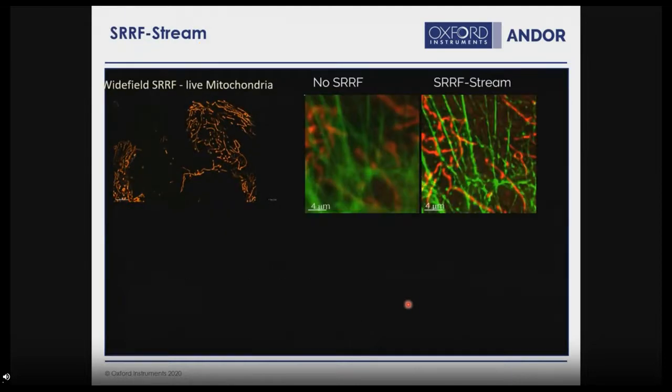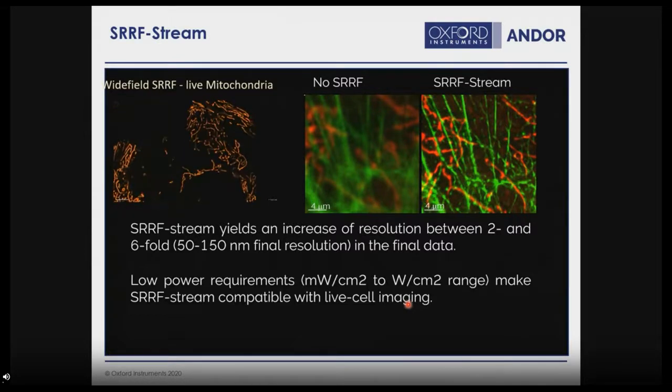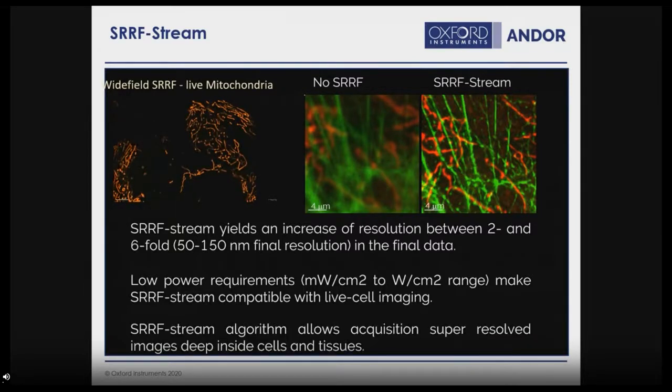If you want to break the resolution limit, you can use SRRF-Stream. SRRF-Stream yields an increase in resolution between 2 to 6 times in the final data, and due to its low power requirements, it is compatible with live cell imaging. And the SRRF-Stream algorithm allows acquisition of super resolved images deep inside cells and tissues. You can compare here the same fixed cells, where I wanted to show the improvement in resolution from no SRRF to a SRRF-Stream image.